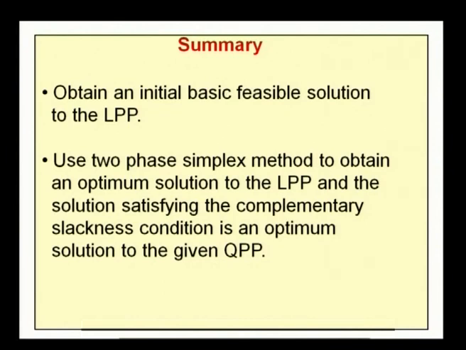After obtaining the initial basic feasible solution, by applying the two-phase simplex method, try to get the optimal solution to the given problem. That solution should satisfy the complementary slackness conditions. So, the optimal solution which satisfies the complementary slackness condition is the optimal solution to the given quadratic programming problem. Thank you.